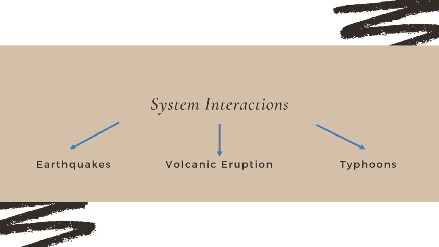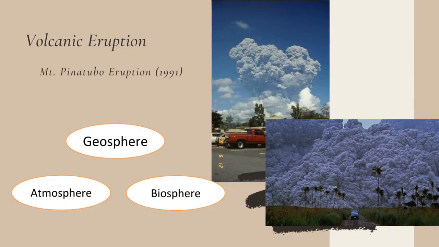We have earthquakes, volcanic eruptions, and typhoons. This is an actual photo taken during the eruption of Mount Pinatubo on June 15, 1991. As we can see, the eruption is being generated in the geosphere. And in this case, Mount Pinatubo is releasing huge clouds of volcanic ash and gas that rise above its crater, and the eruption is considered the second largest volcanic eruption on Earth in this century.